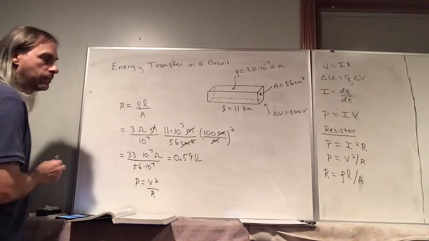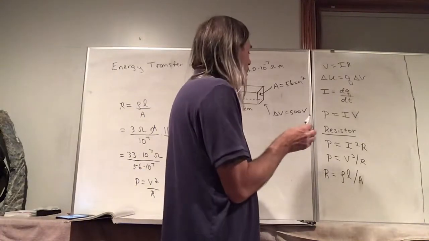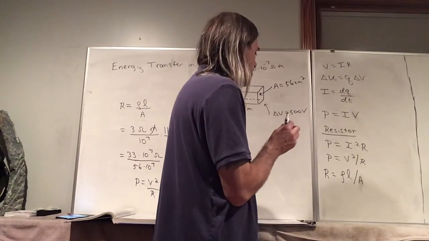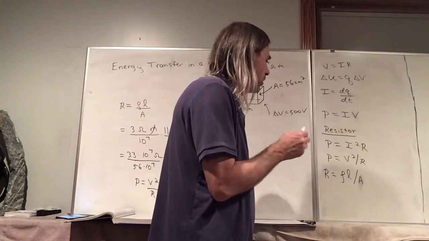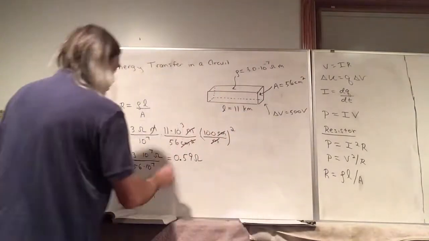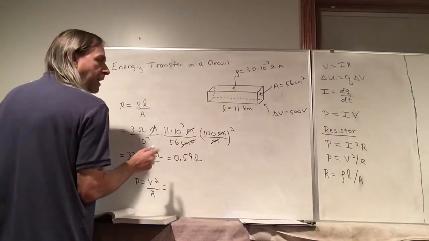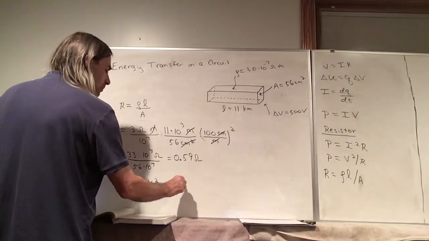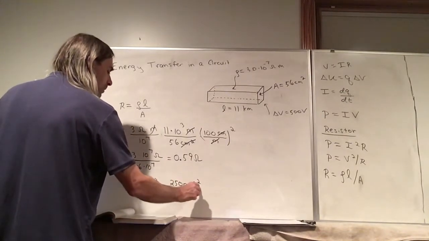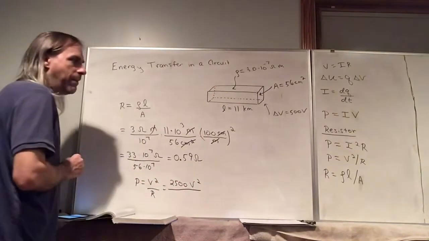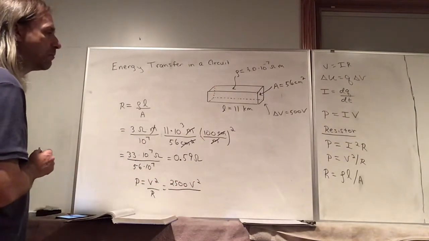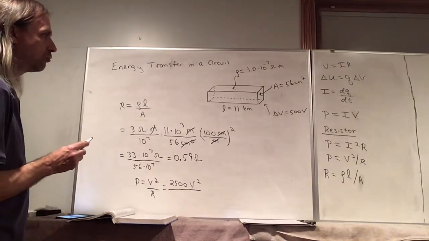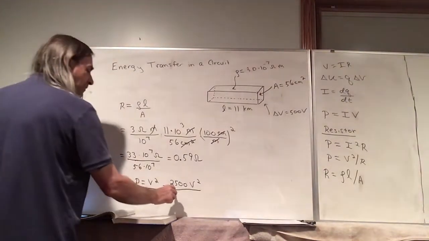So let's see. Did I do this right? Okay, so let's plug it in. V is 500. We have 2,500 volts squared. And then divide by a small resistor, 0.59 ohms.